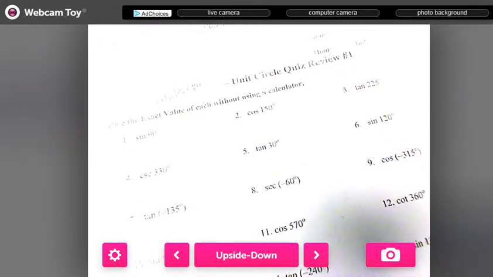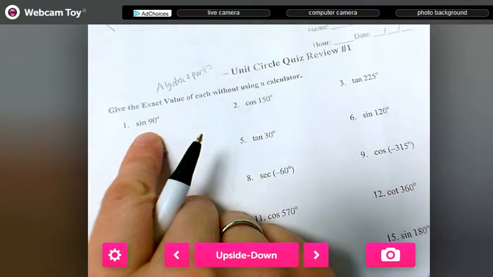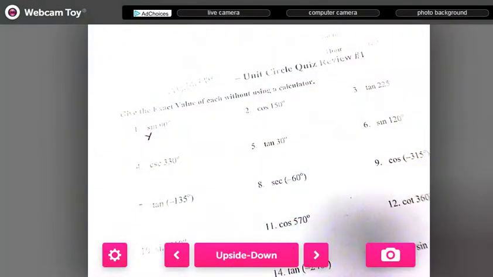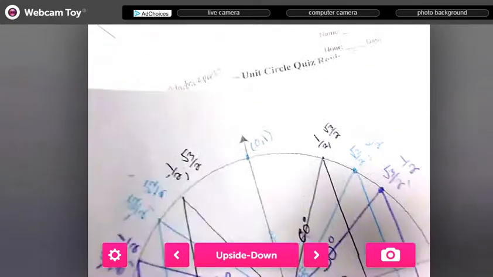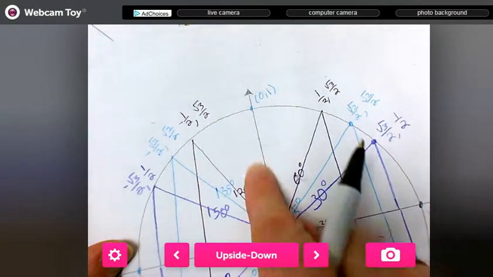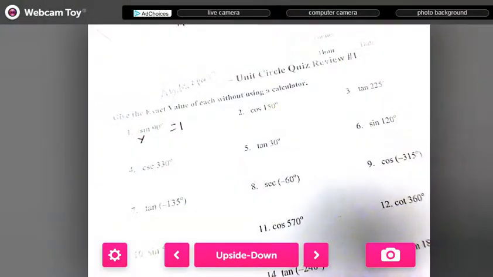We've got sine of 90 degrees. So remember, sine is x or y, guys. Sine is y. Okay, so I'm going to go to 90 degrees. See, I have 90 degrees on my unit circle right here? My y value is 1, so that's just my answer. That's it. That's all I have to do for that.